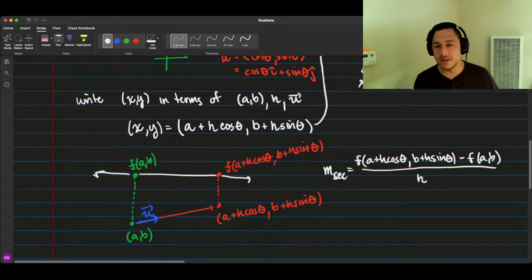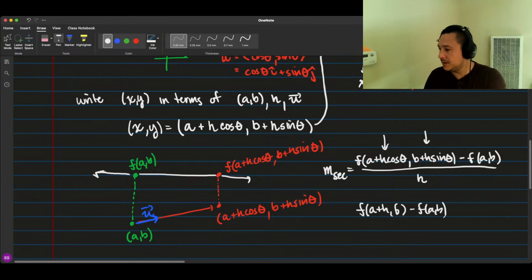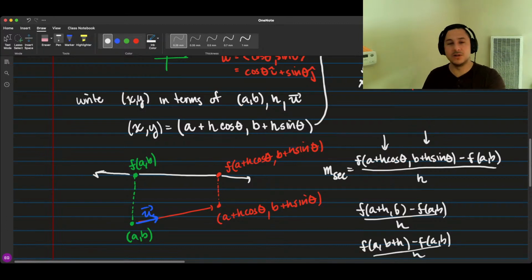This should look sort of familiar to the secant lines that we made earlier for the x and y partial derivative, but notice you're making changes in both the x and the y direction. Remember how before it was just f of a plus h comma b minus f of a comma b for the x one, and then the other one was just f of a comma b plus h minus f of a b over h, right? Because those only went in one direction.